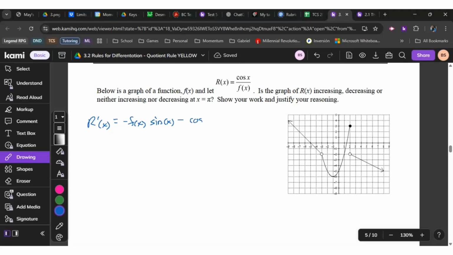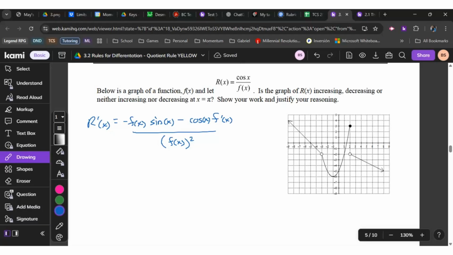Minus high d low, because if we put negatives in the middle, remember I've said somebody always thinks it's subtraction, so it's better to put the negative out front, all over f of x squared. Okay. Now, we want to know if it's increasing or decreasing at pi.